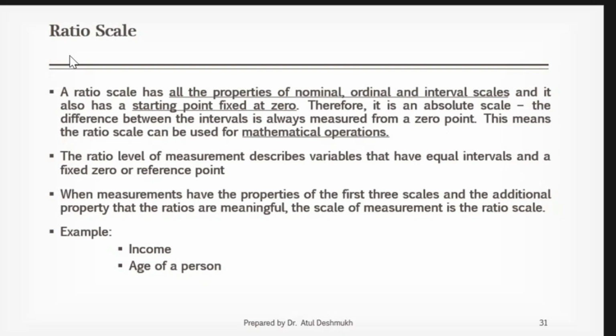So you just apply 0 and see whether it is possible. If it is fitting into that, then it's a ratio scale. It's a quantitative scale. For a quantitative study or for a quantitative variable, we use a ratio scale.